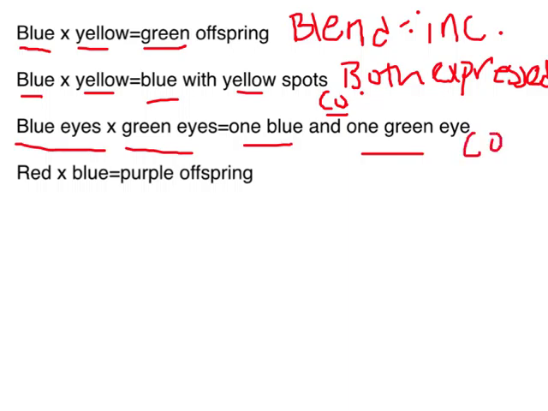and all the babies have one blue eye and one green eye, again, both are expressed here, so this is also codominance. If I take red monsters and I cross them with blue monsters and all the babies are purple, blue and red blend, which means this is incomplete. And that's it. That's incomplete and codominance.